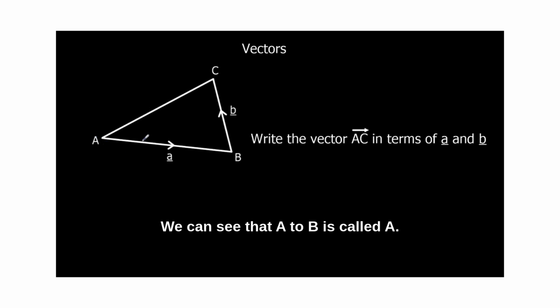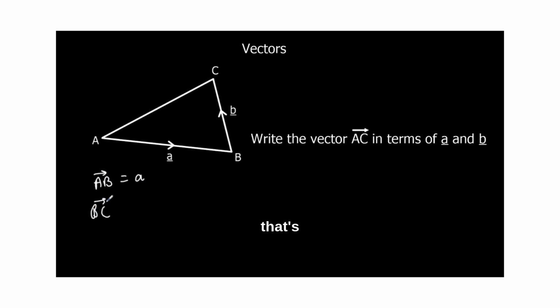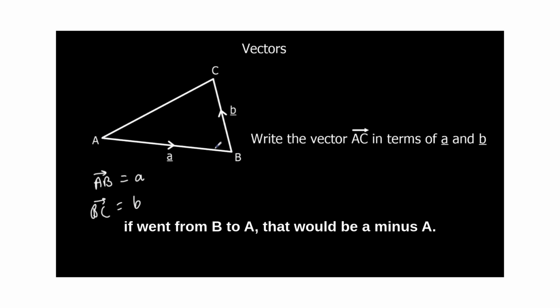We can see that A to B is called A. So the route A to B here is called A. And the route B to C, that's called B. If I went backwards along A to B, if I went from B to A, that'd be minus A. If I went from C to B, that'd be minus B.